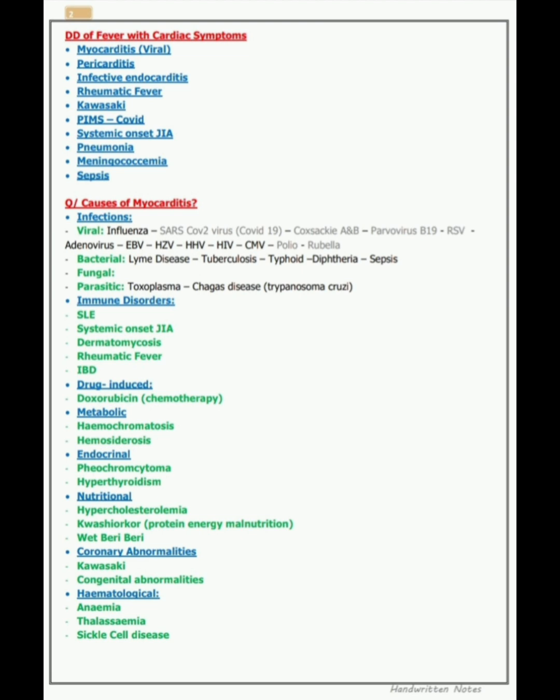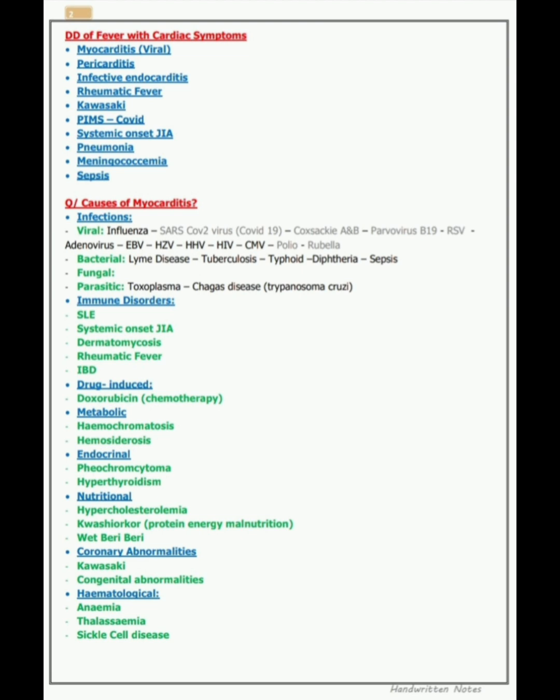It is a disease of fever with cardiac symptoms. So the differential diagnoses are myocarditis, that is of viral origin, we know that. It can be pericarditis, infective endocarditis, rheumatic fever, Kawasaki disease, PIMS that is COVID, systemic onset JIA, pneumonia, meningococcemia and sepsis. Now, what are the causes of myocarditis?